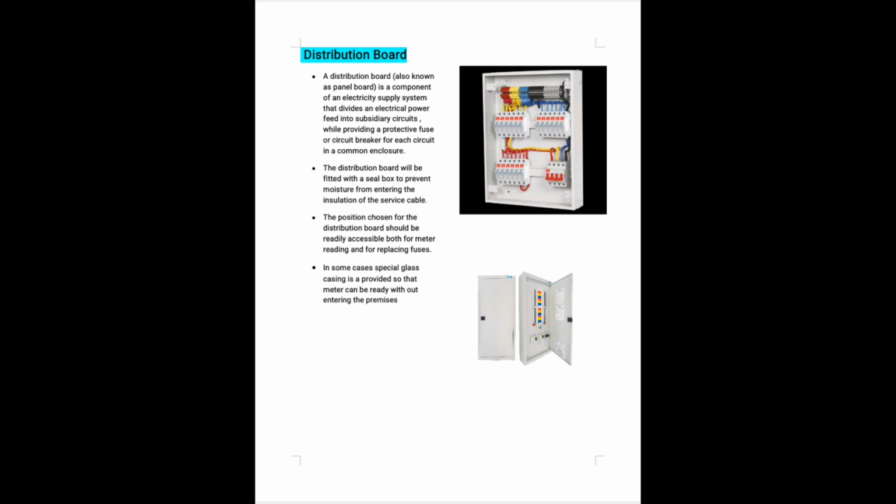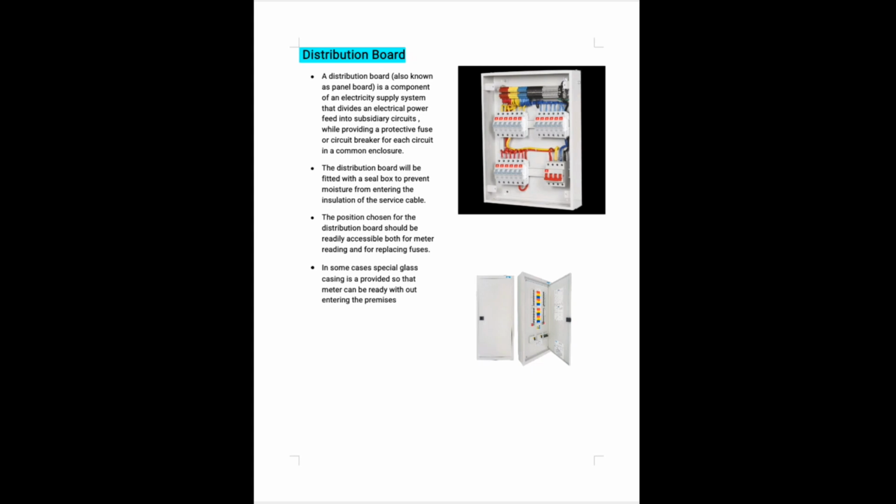The distribution board will be fitted with a seal box to prevent moisture from entering the insulation of the service cable. The position chosen for the distribution board should be readily accessible both for meter reading and for replacing fuses. In some cases, special glass casing is provided so that the meter can be read without entering the premises.